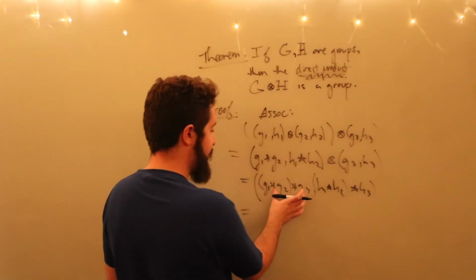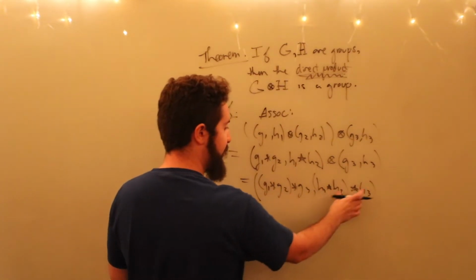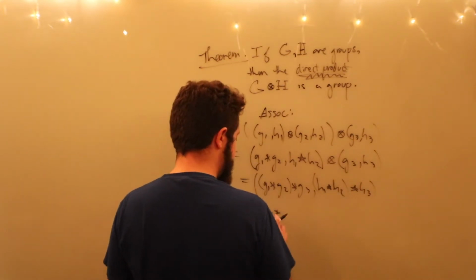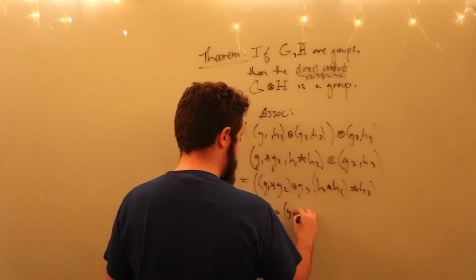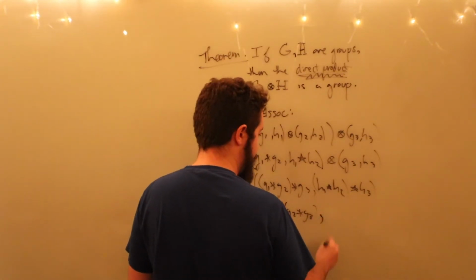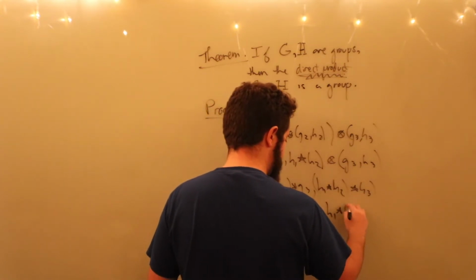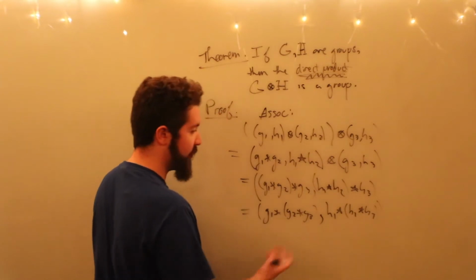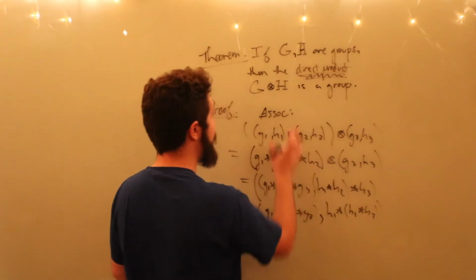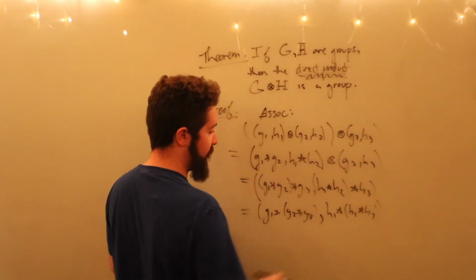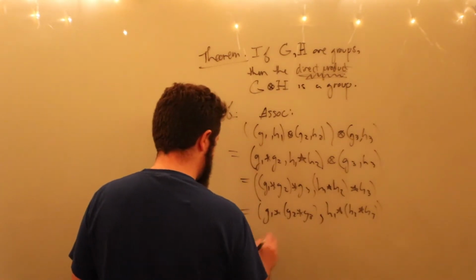And now by the associativity of G and the associativity of H, this is equal to (G1 star G2 star G3, right, where we switch the parentheses, and then H1 star H2 star H3, where once again we switch the parentheses), because even if we don't know yet if this direct product is a group, we know that G is a group and we know that H is a group. So it's got to hold.